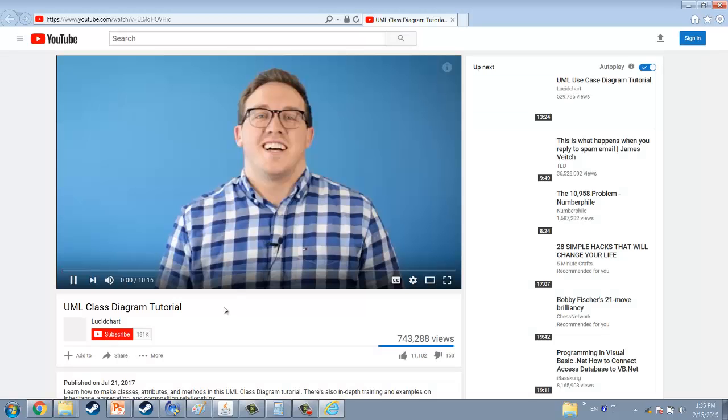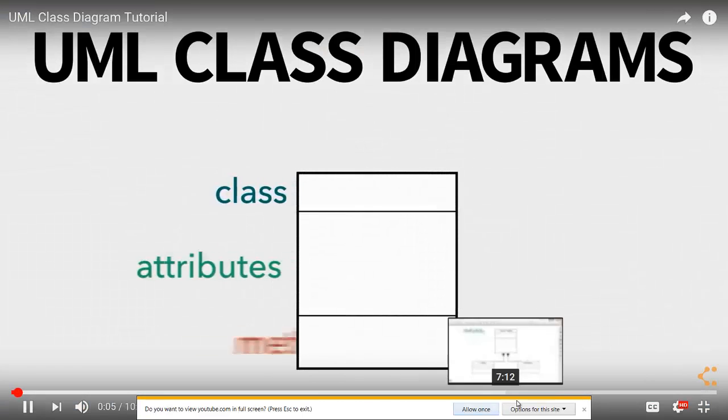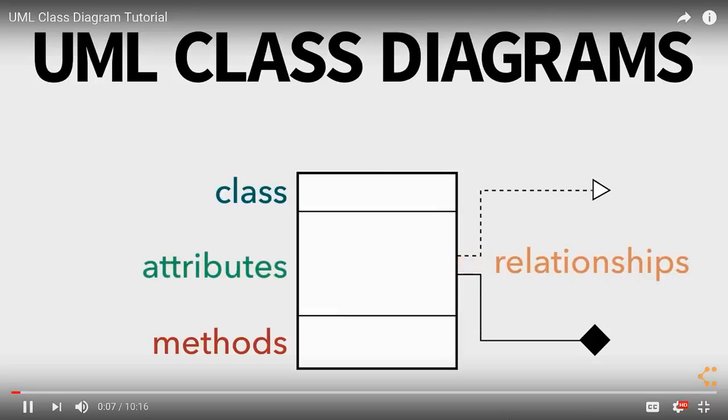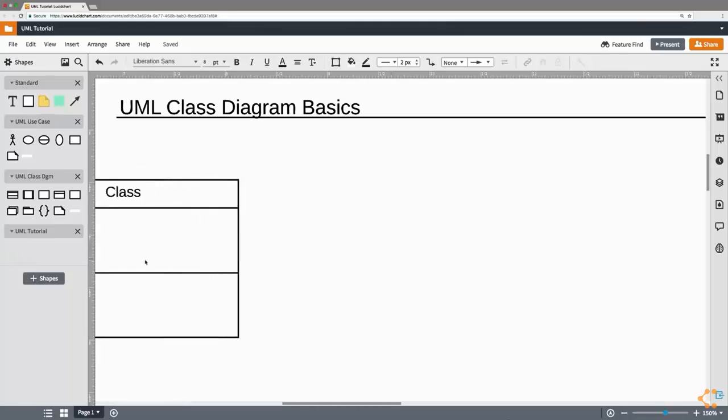to talk about the class diagram. Hi, my name is Zach. Today I'll be teaching you about UML class diagrams. We'll start with some of the basic characteristics, then we'll talk about relationships, and we'll finish up by going through some examples together. Alright, let's talk about some of the basic characteristics of class diagrams.